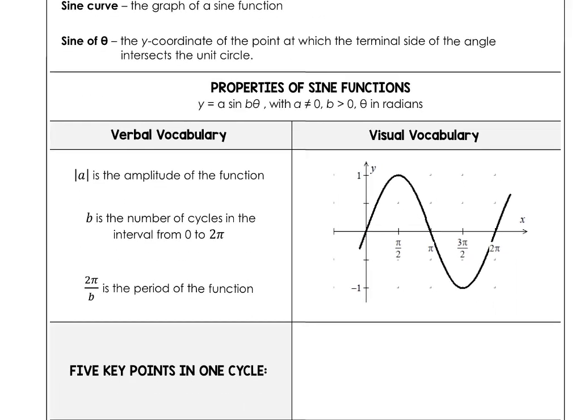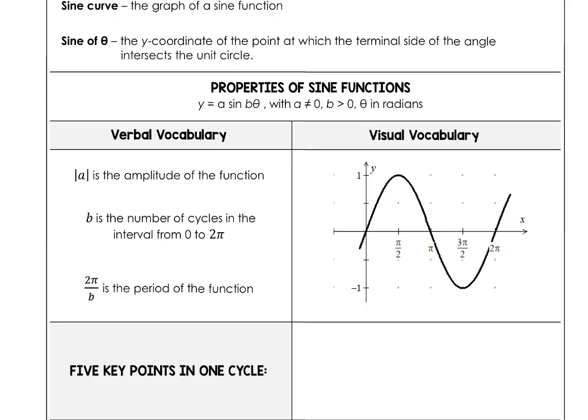The first number a in our standard form equation, a times sine b theta, is the amplitude, or half the distance between the maximum and the minimum. So the amplitude here is 1. The b value is the number of cycles in the interval from 0 to 2 pi. And if we want to find the period of a sine curve, we do 2 pi divided by b in the formula or equation that we're given.